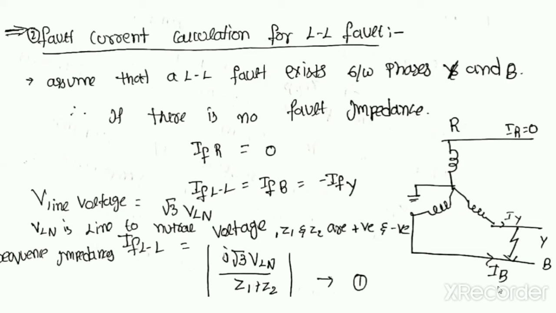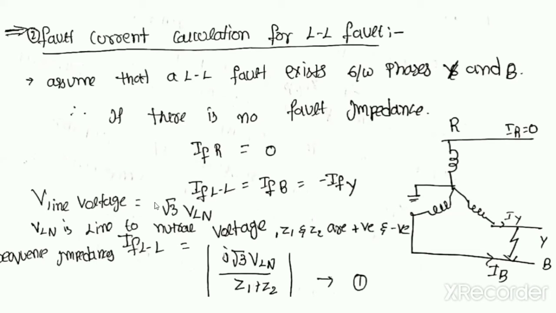This is IY and this is IB. The fault current exists between the Y and B phases, and the current flowing through the R phase is equal to 0. If there is no fault impedance, then IFR is equal to 0, so the R phase current is 0. Therefore the line to line current IFB is equal to minus IFY.